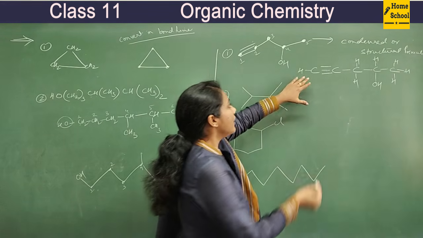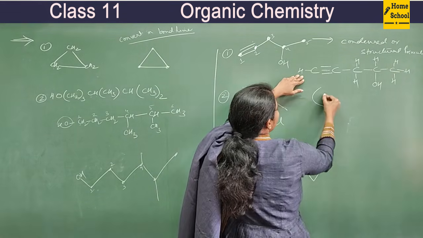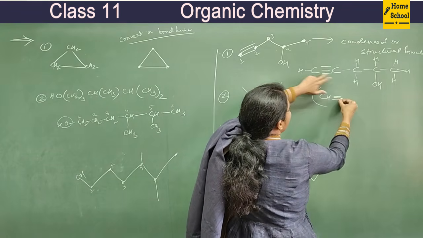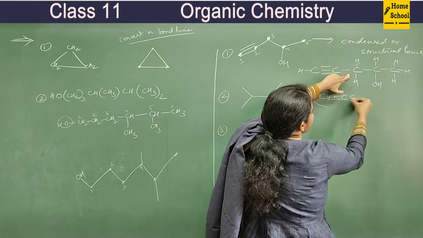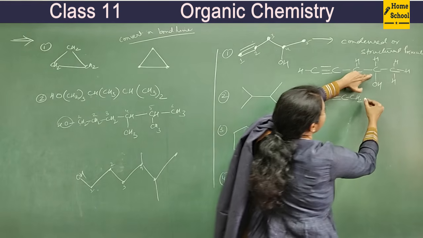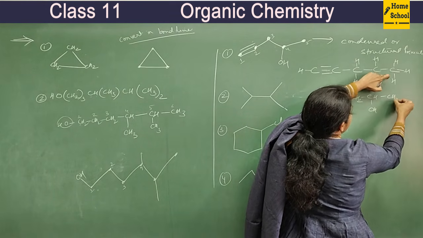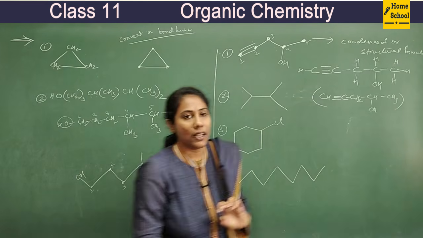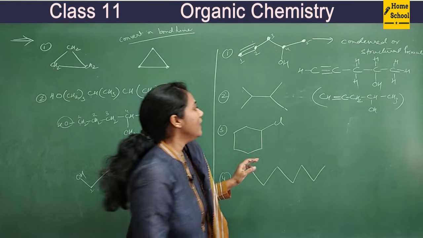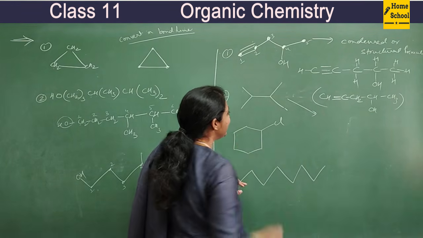Okay, so if I have to write the condensed formula, how do I write? CH, triple bond, C, right? This is CH2, right? And this is CHOH, and this is CH3, the half condensed formula, right? Okay, so now this is much easier, right?